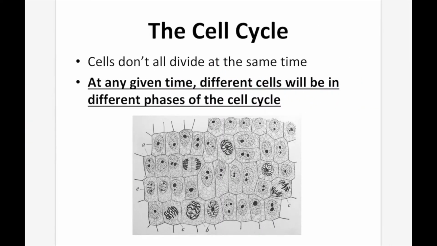The cell cycle. Cells don't all divide at the same time. At any given time, different cells will be in different phases of the cell cycle. And this is shown well in this diagram here. Now this is a plant cell, it's not an animal cell, but in a plant cell, you can see that you have some cells in a completely different state. For instance, here and here, totally different state, and then everything in between.